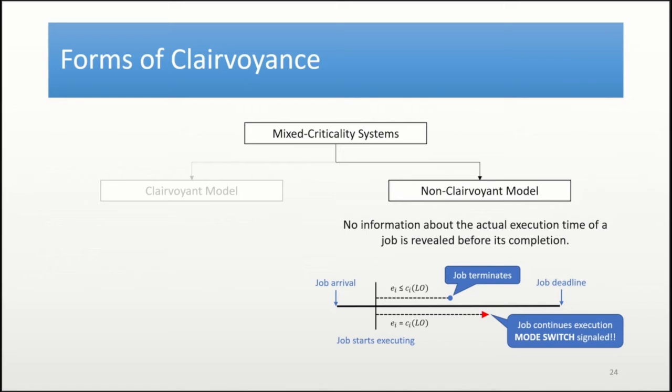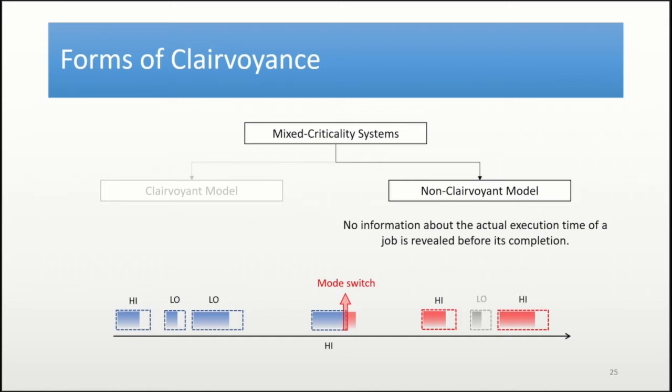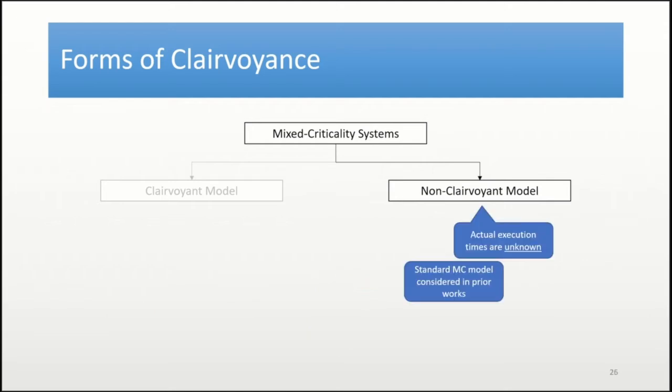In this case, which of the two WCET estimates of a job apply during a particular execution can only be determined by allowing the job to execute either until it terminates or until it has executed for a duration equal to its low criticality WCET bound. So if any job in the system signals a high criticality behavior, it is only known at runtime when the job signaling this behavior has already executed for a duration equal to its low criticality WCET bound, as shown in the figure. Since actual execution times for realistic systems are typically unknown, most of the prior work in mixed criticality scheduling theory assumes a non-clairvoyant scheduling model for performing the timing analysis.